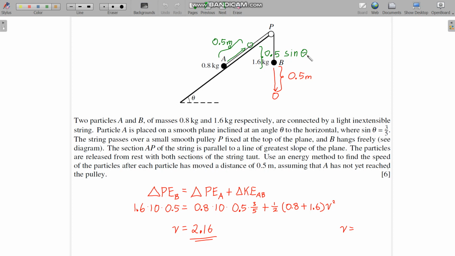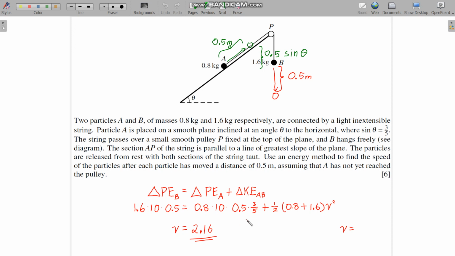So delta PE of B, so this is B losing potential energy, which is turned into A's potential energy because it's getting higher, and both A and B's kinetic energy. They have the same velocity, so we can combine them. For object B's delta PE, we use 0.5 and the mass 1.6. For object A's gain in PE, we use the mass and the 0.5 sine.